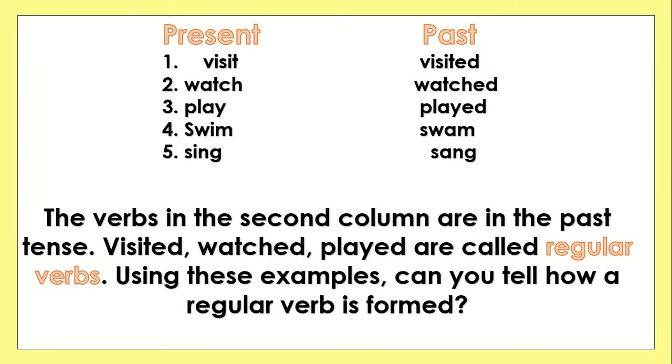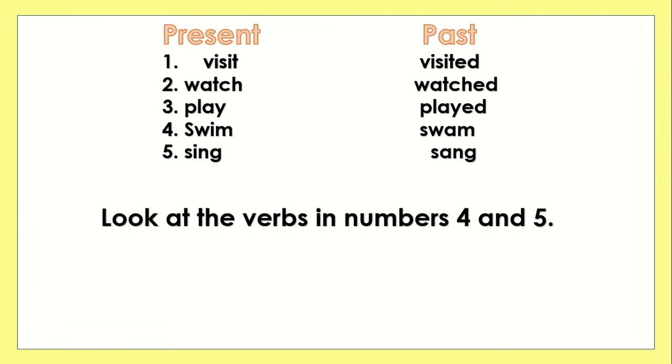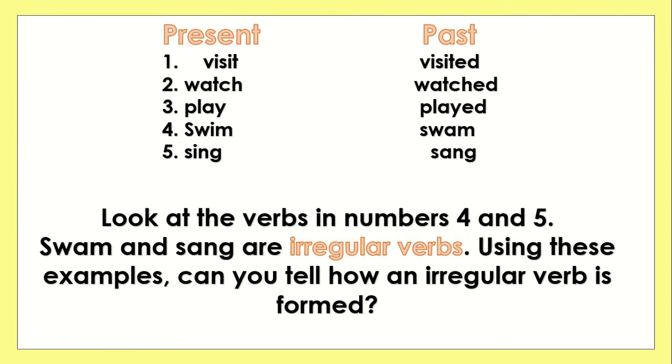You're right, they're simply formed by just adding ed. Look at the verbs in number 4 and 5. Swam and sang are irregular verbs. Using these examples, can you tell how an irregular verb is formed? Very good. It is formed by just simply changing its spelling.